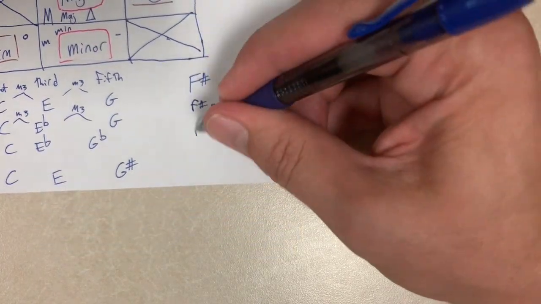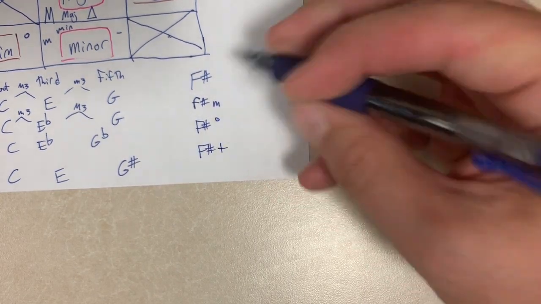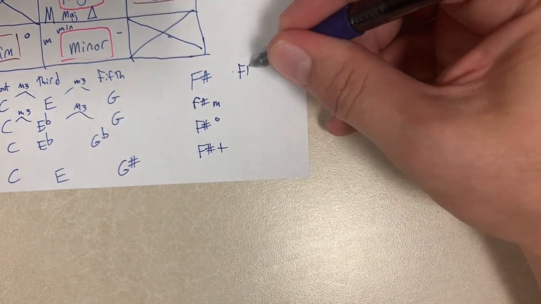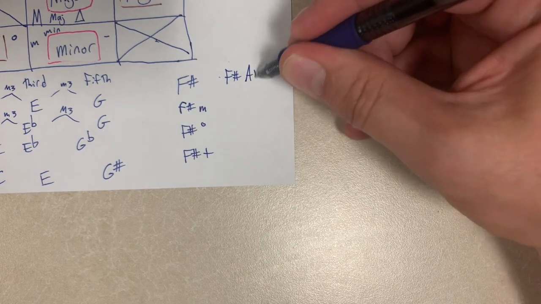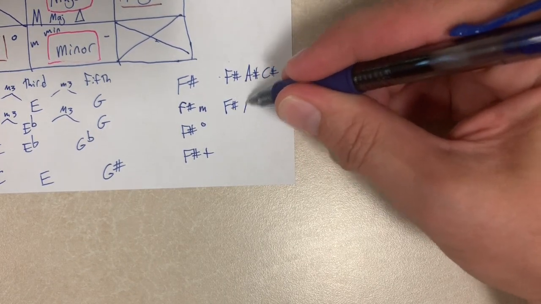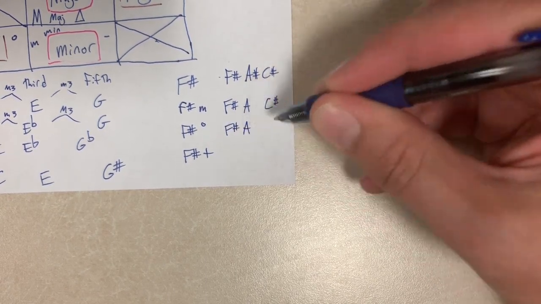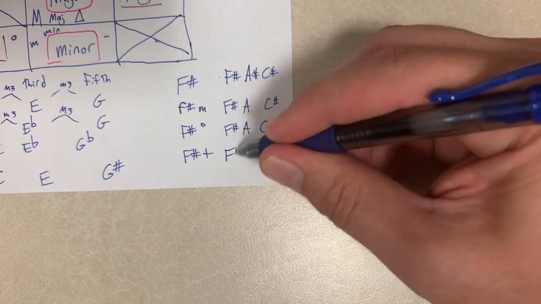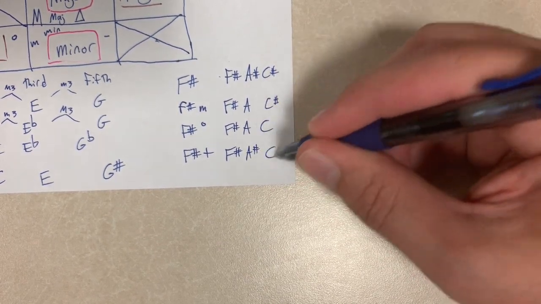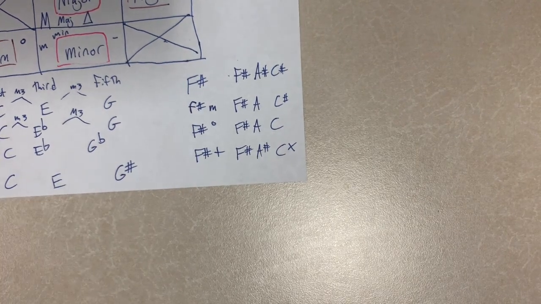F sharp minor, F sharp diminished, F sharp augmented. So F sharp chord would have, I'm running out of time. I'm just going to write these down. F sharp minor has an A natural and a C sharp. F sharp diminished has an A natural and a C natural. And F sharp augmented has an A sharp and a C double sharp. We haven't really talked about double sharps. We'll get there. I'm out of time.